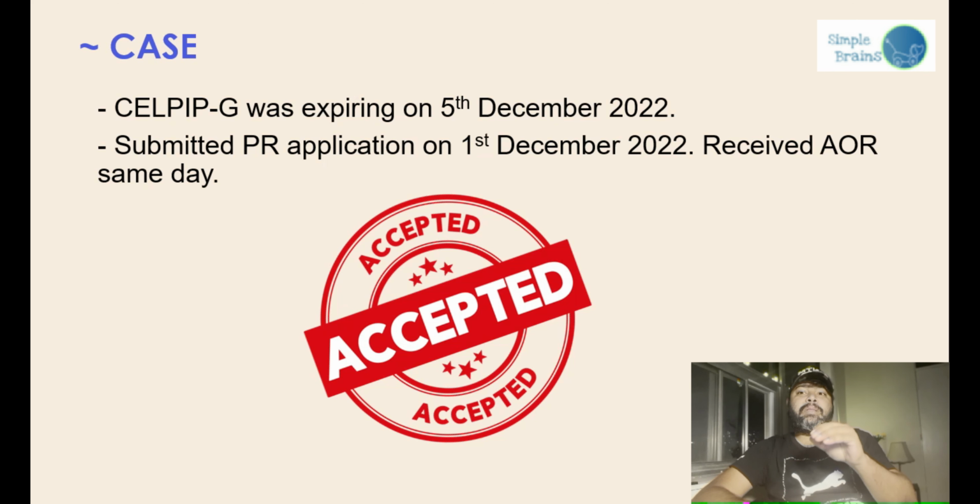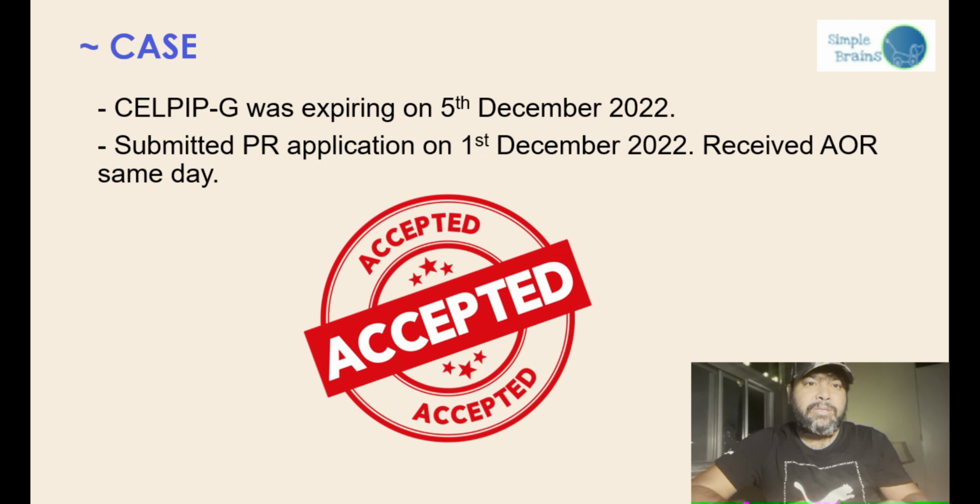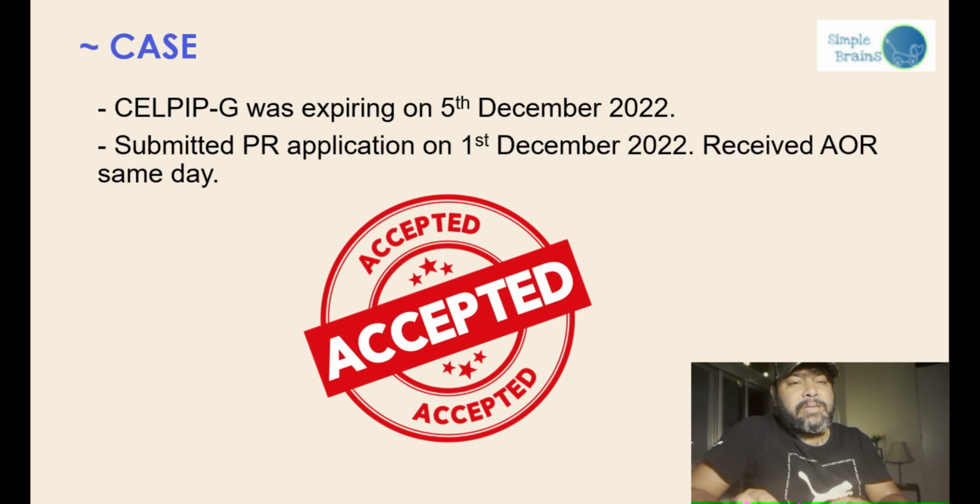So before your CELPIP or IELTS General test expires, you should get your AOR. That's the only rule. And then finally good news was my application was accepted and I went through. So if you have any doubts, the end date should be the date your AOR was done. Before that you should have an active language test proficiency. That's it. So that's everything for the language test.